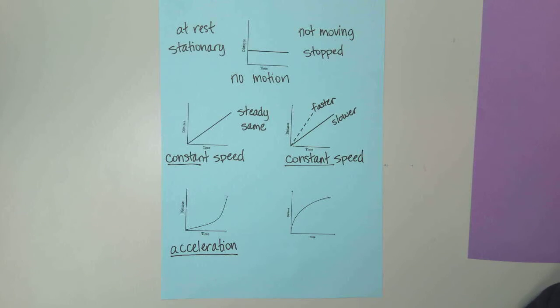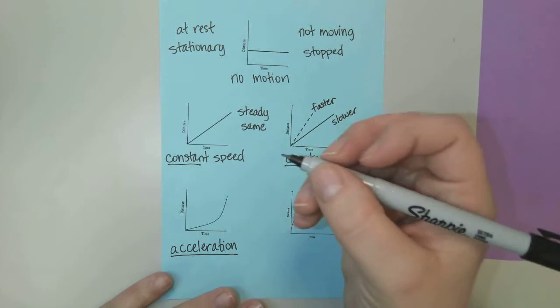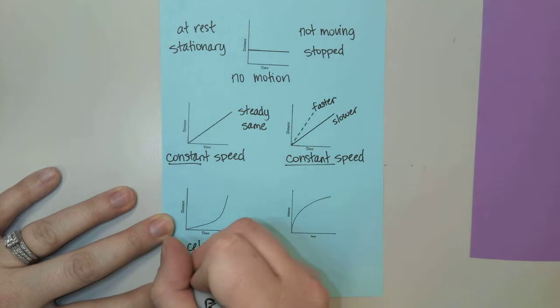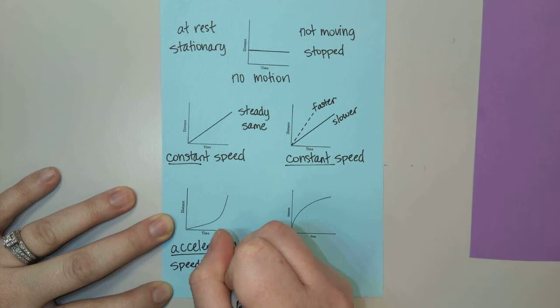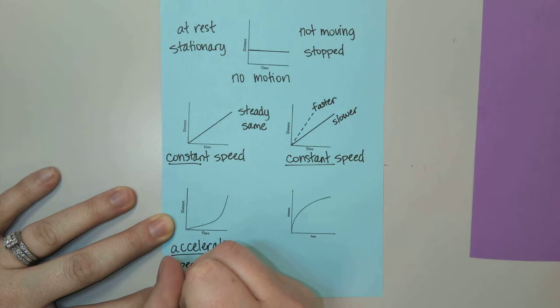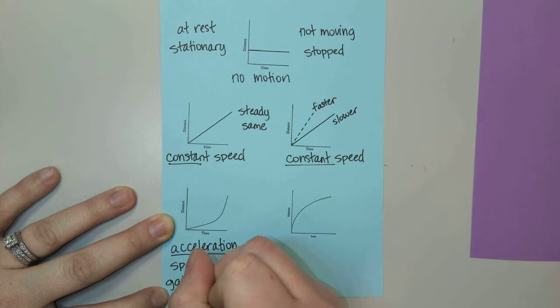Many times when we talk about acceleration, that means that the object is getting faster. If you think about a car, you have two pedals. There's a brake pedal and there's the accelerator. That's like the gas pedal. That's what you push to accelerate or to speed up. So acceleration means speeding up, or you could also say gaining speed.